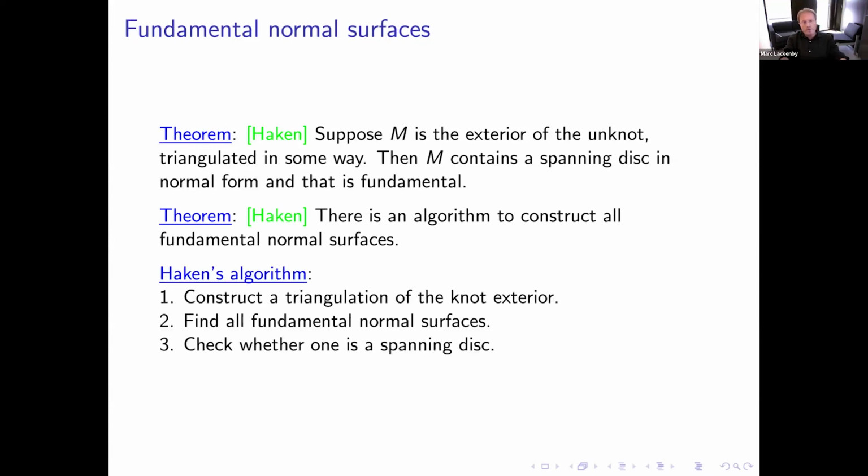So the way that Haken's algorithm worked was as follows. Someone's given you a diagram and you need to work out whether it's the unknot. You triangulate the knot exterior. You find all fundamental normal surfaces. You go through each one in turn and you check whether it's a spanning disk. If one of them is a spanning disk, the knot is the unknot. Otherwise, it's not. So that's Haken's algorithm, and it still remains important to this day.